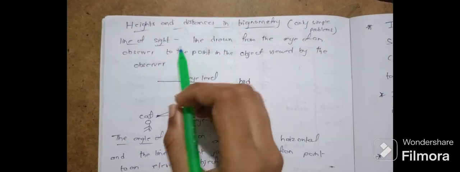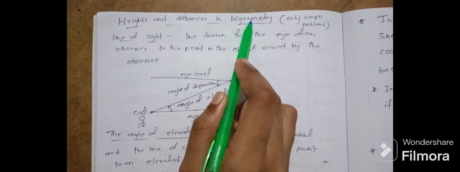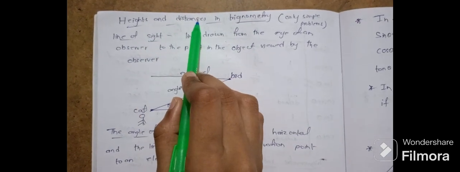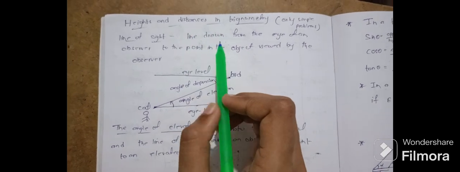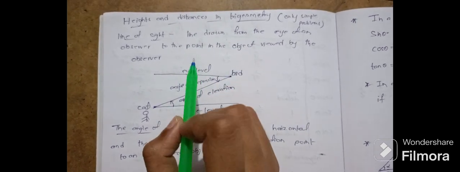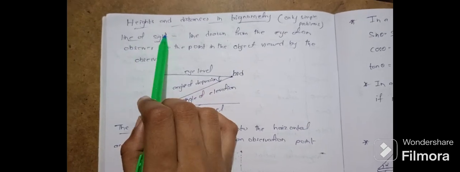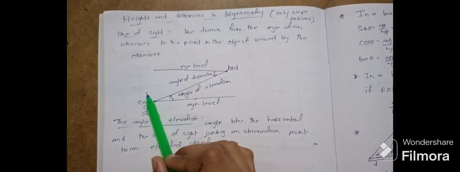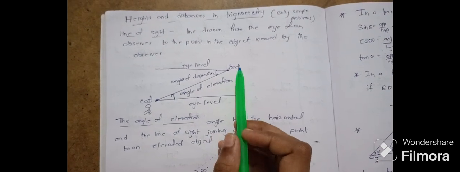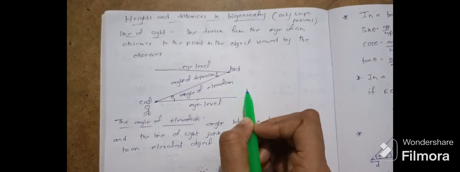Now let us know the topic heights and distances in trigonometry. In trigonometry we can also find the heights and distances by using angles. First let us know some terminology that is used in trigonometry to find all this. First, line of sight. Line of sight is nothing but, let us consider a cat is looking at a bird which is on a tree.